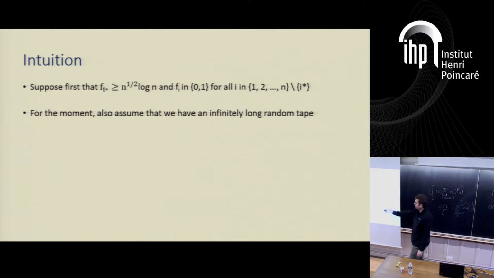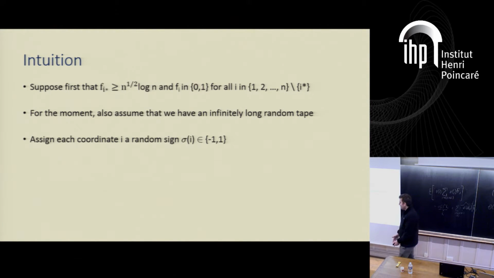And for the moment, let's also ignore the accounting for storing random bits. Let's ignore the space complexity we need for random hash functions. Like in CountSketch, we're going to start off by assigning each coordinate, each item i, a random sign sigma i, the same way as in CountSketch.